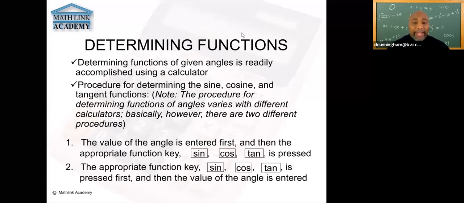The value of the angle is entered first. Sometimes you press sine, cosine, or on some calculators, you can type in sine. It's on your calculators. We have TI-83s, 84s. You can see the sine and then put in parentheses. Make sure those parentheses include the angle itself.